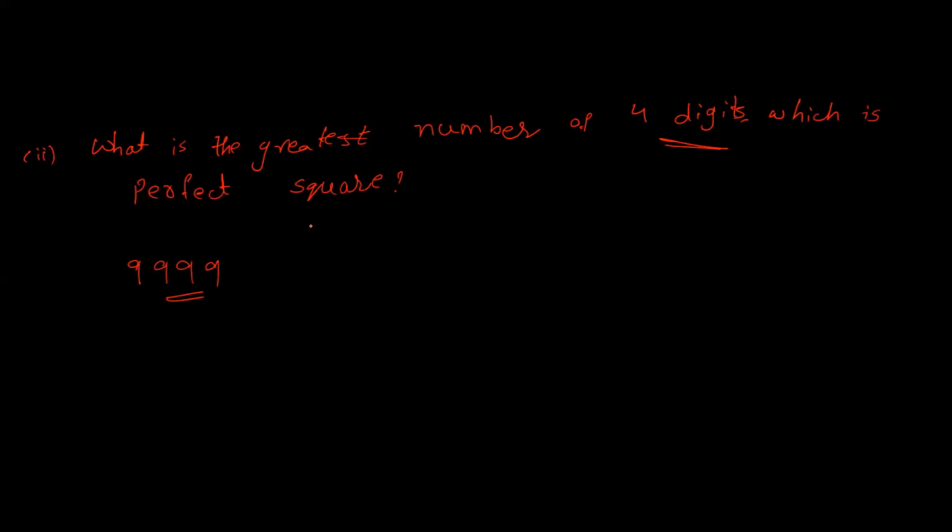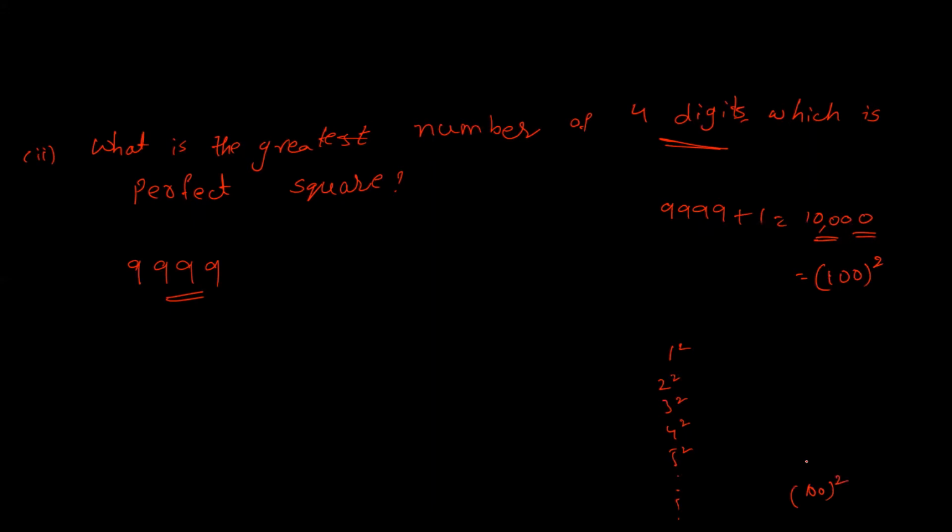So to solve this one, add 1 to 9999. If we add 1 to this, we'll get 10,000. Is 10,000 a perfect square, yes or no? We can write it as 100 squared. 1 squared, then 2 squared, 3 squared, 4 squared, 5 squared, and so on like this, right? So here we have 100 squared.